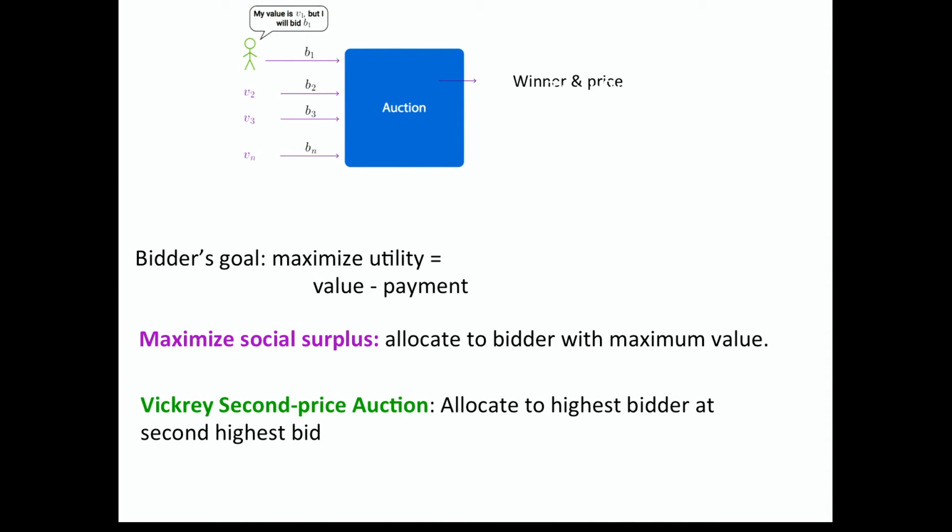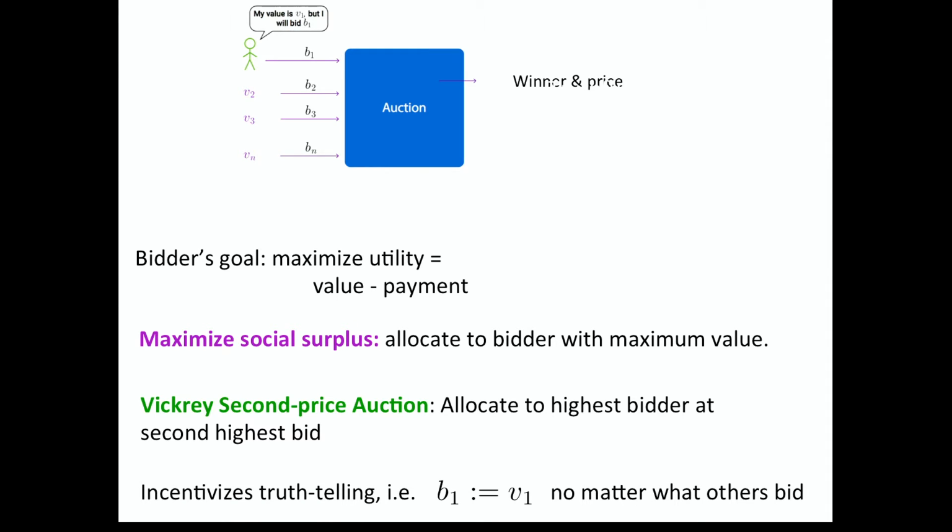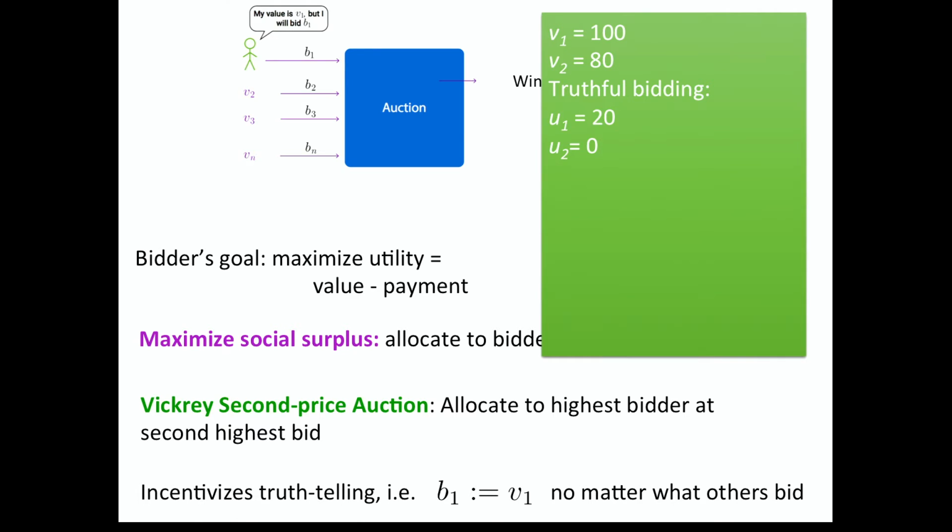And there's the very famous, Nobel Prize winning result, which says that the Vickrey second price auction, where you allocate to the highest bidder at the second highest bid, incentivizes truth telling. So it's in each agent's best interest to report their true value no matter what anybody else is doing. For example, if we have two agents and their values are 180 and 100, then the bidder at 100 will win at a price of 80, and so his utility will be the difference, which is 20.